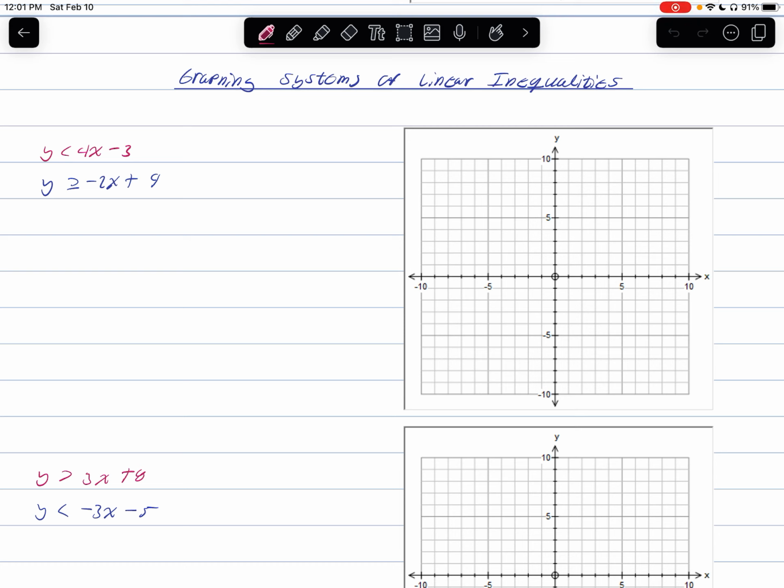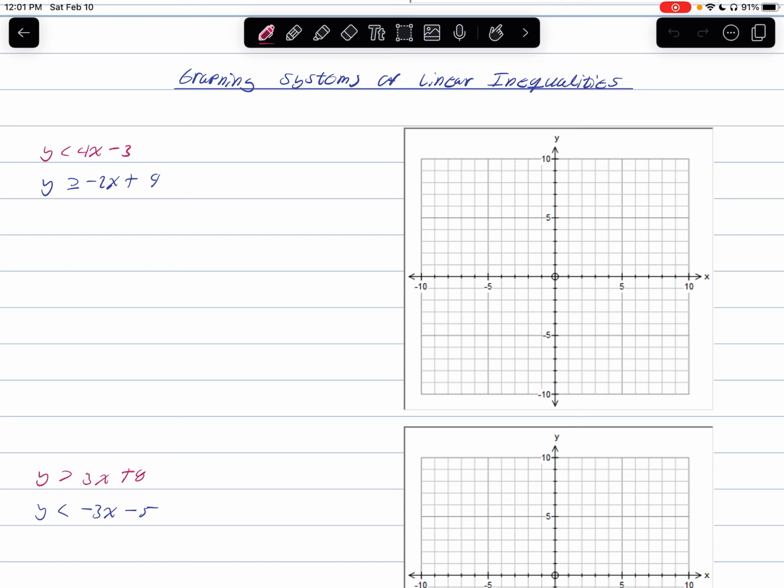So to start with, we have y is less than 4x minus 3. What we're going to do is start by graphing each of these linear inequalities as if they were equations, just like we did before. So we're not going to do any shading yet, but we are going to graph each of these as if they were equations or lines, but with the appropriate style of line, right?